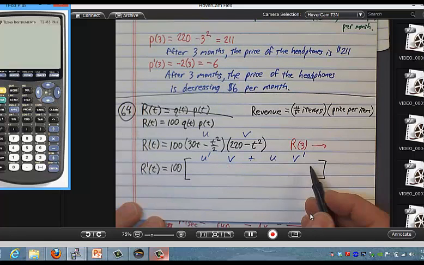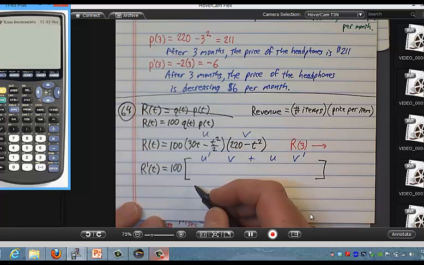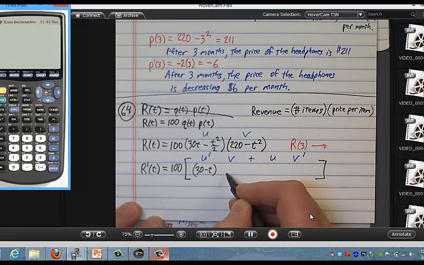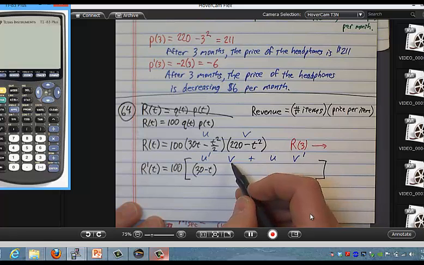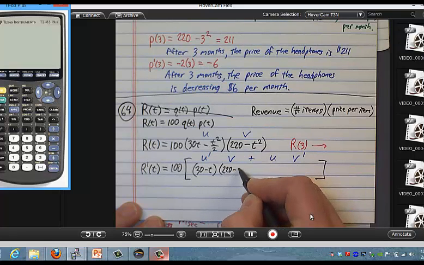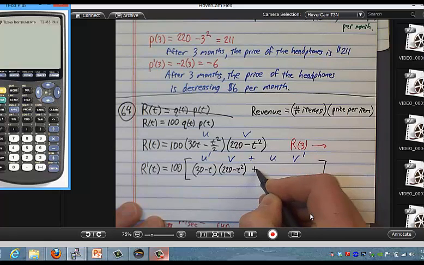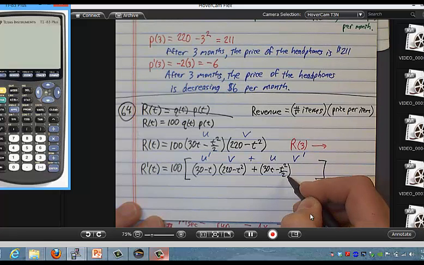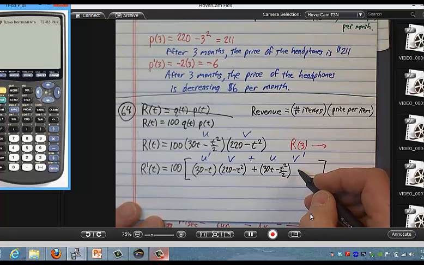So I'm going to write 30 minus T times, and what's V? Well, that's this 220 minus T squared. And then my U here is 30T minus T squared over 2. And then my V prime is, what would V prime be? Oh, negative 2T.